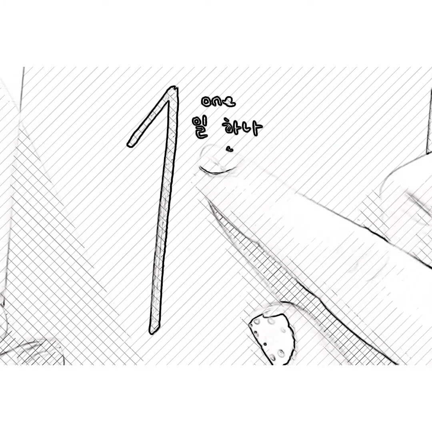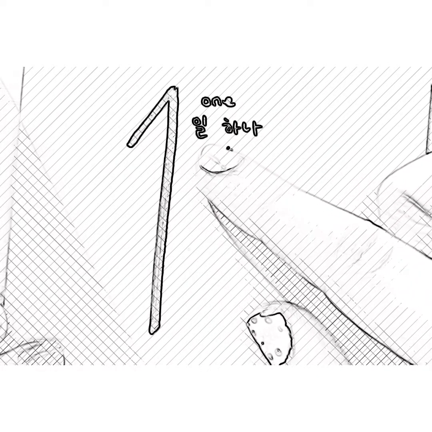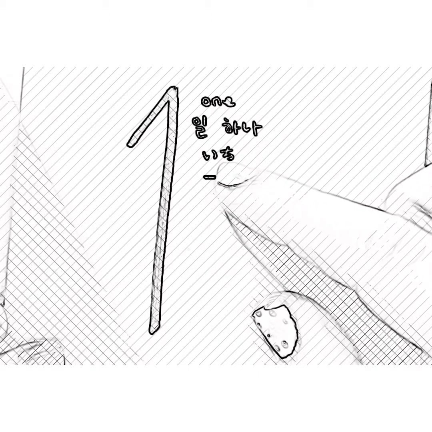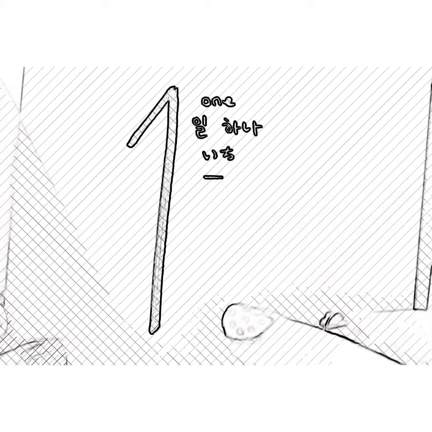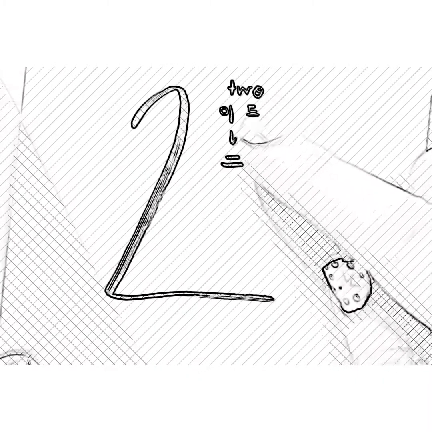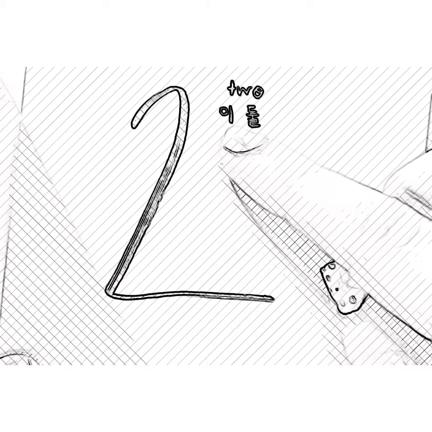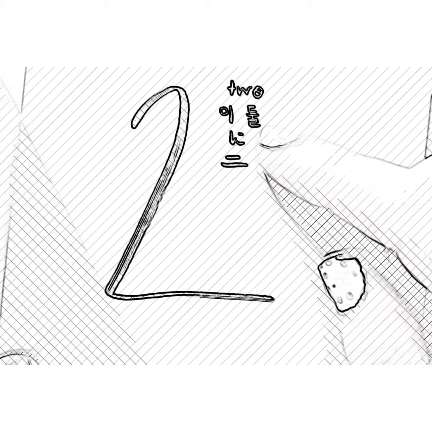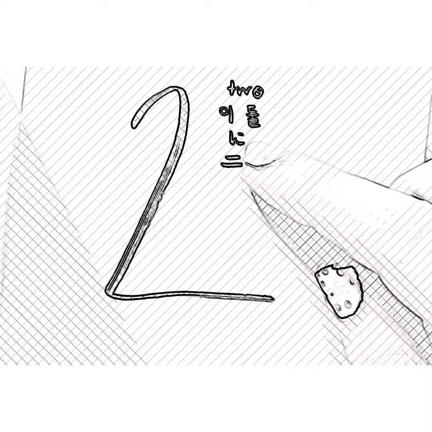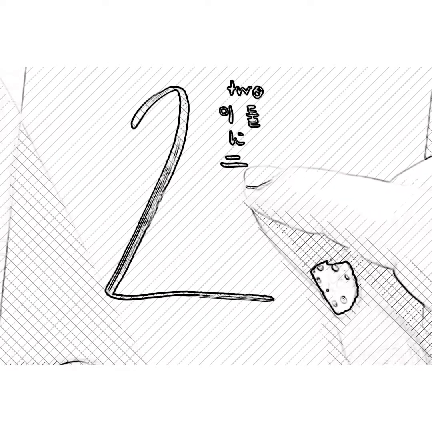Then we have the number 1, il, 하나, 이치, 이. Then number 2, E, oh, why am I doing that in a tone? E, 둘, ni, and in Mandarin we say R, going down, R.